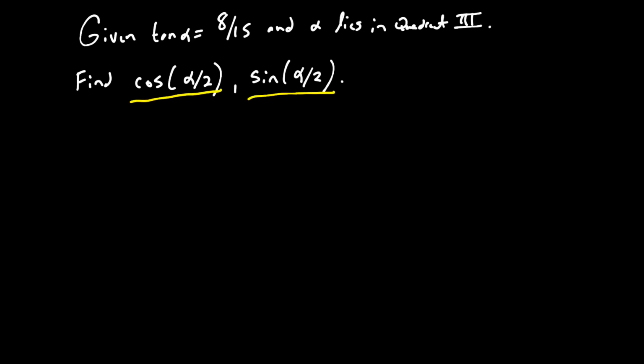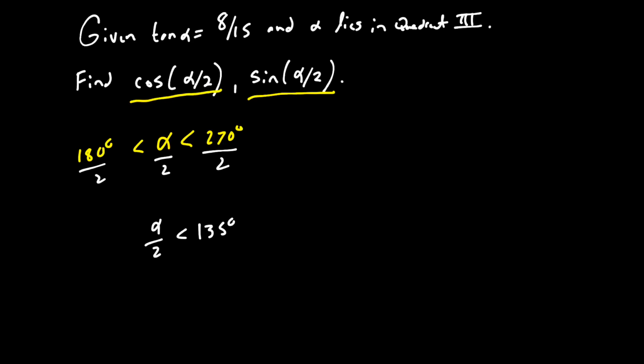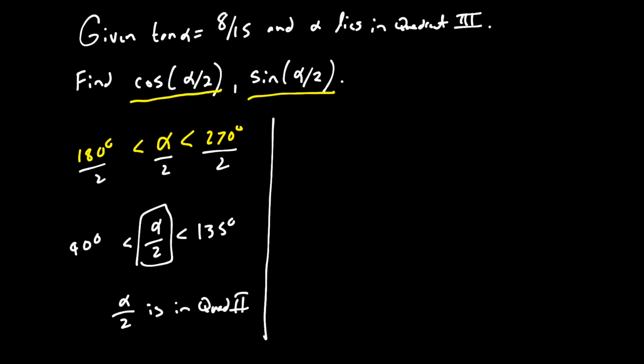Let's first go ahead and note that alpha in the third quadrant is going to lie between 180 degrees and 270 degrees. So if we divide this by 2, then our alpha divided by 2 is going to be in between 90 degrees and 135 degrees. So this tells us that alpha divided by 2 is going to lie in the second quadrant. This is going to be important when we apply our half-angle formulas.